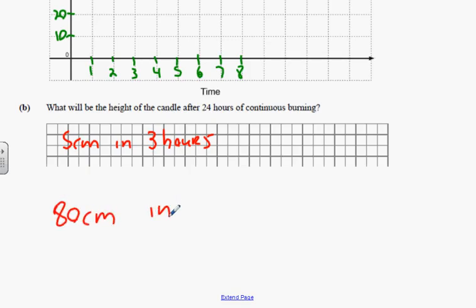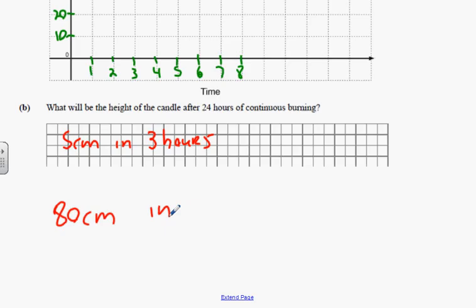Will it take longer or shorter? It'll take longer, won't it? We could always find out. We could just divide 5 into 80, couldn't we? And see how many times bigger it is. Would you not divide 3 into 24 hours and then multiply your answer by 5? No, sir, I did 5 divided by 3 is 1.6, and then 80 divided by 1.6 is 50.